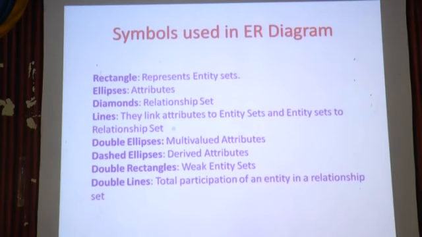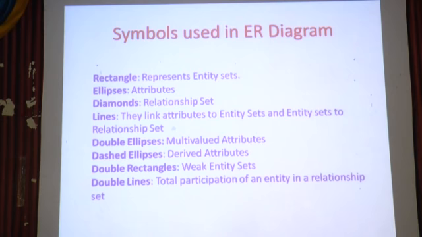Symbols used in ER diagram: rectangle represents entity sets. Ellipses represent attributes. For example, if student is an entity, then it should be represented in a rectangle. Ellipse means the attributes of the student. For example, student contains the attributes student ID or student register number, student name, student age, student address and student phone number. These are all attributes, represented in ellipses.